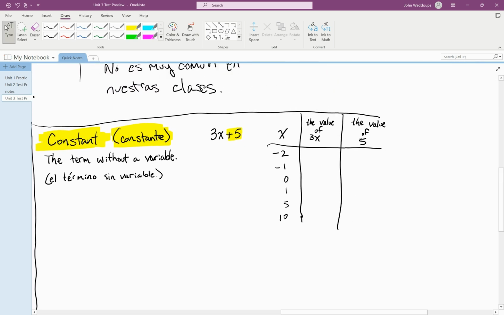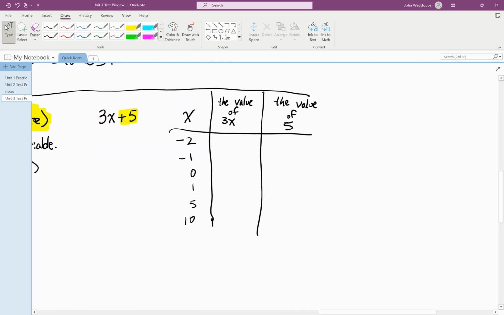So here, for example, just to show that, if x equals negative 2, the value of 3x is 3 times negative 2, or negative 6, whereas the value of the 5 is just 5. The value of 3x, if x is negative 1, that'd be 3 times negative 1 or negative 3, whereas the value of 5 is 5. The value of 3x when x is 0, 3 times 0 is 0, whereas here the value is 5. 3 times 1, the value is 3. 3 times 5, the value is 15. And 3 times 10, the value is 30.